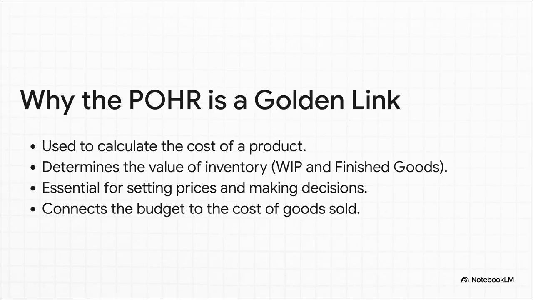So why do we care so much about this one number? Why is it the golden link? Because this $10 rate, you're going to use it for pretty much everything else. It's how you calculate the cost of your products, how you value inventory on your balance sheet, and even how you figure out the cost of goods sold on your income statement. If you master this one rate, you've just connected this budget to like half a dozen other topics you're going to see on the exam.